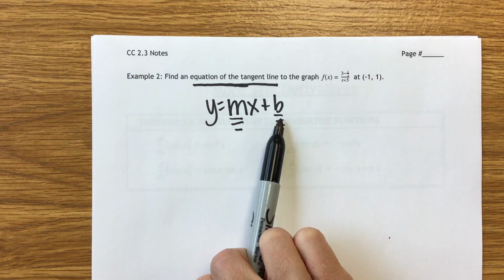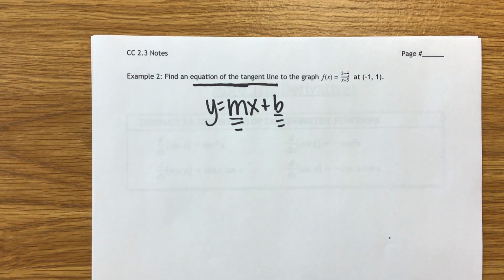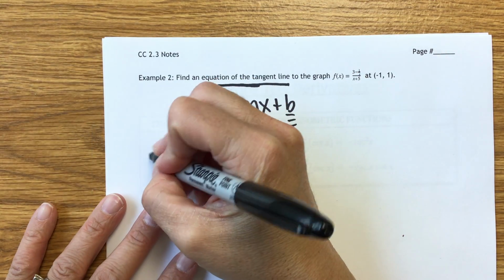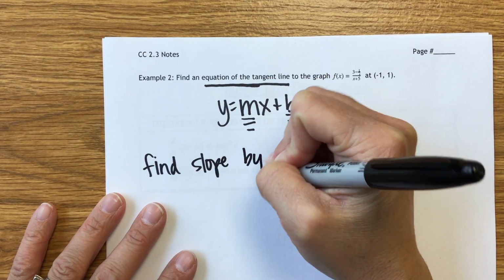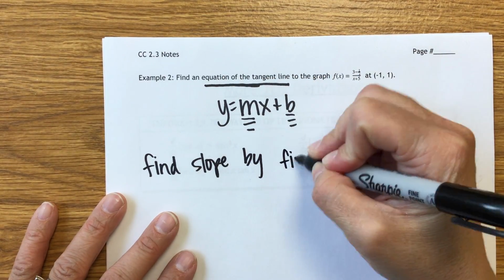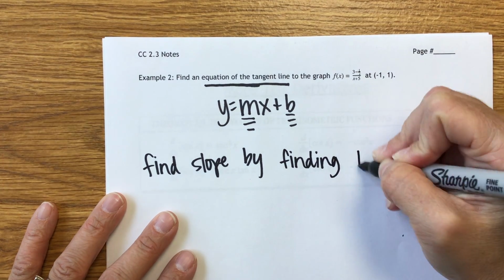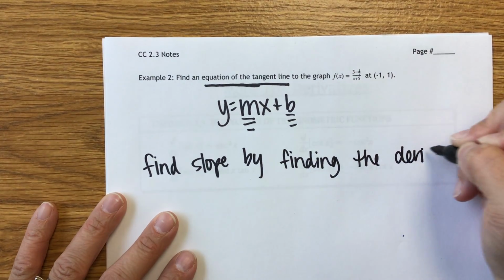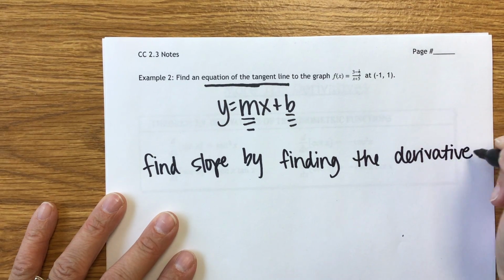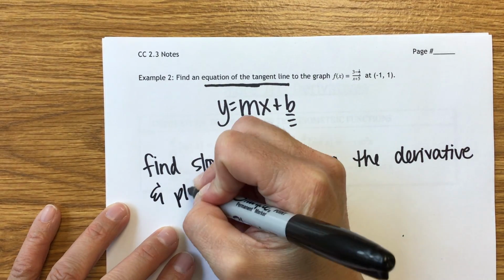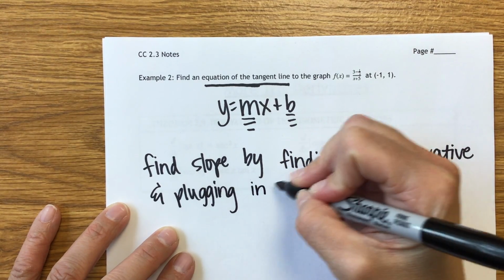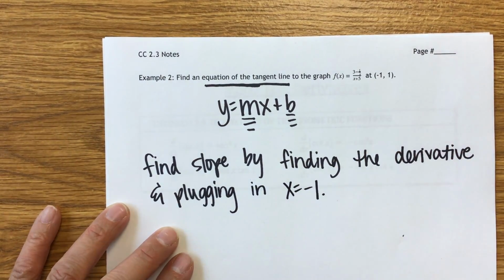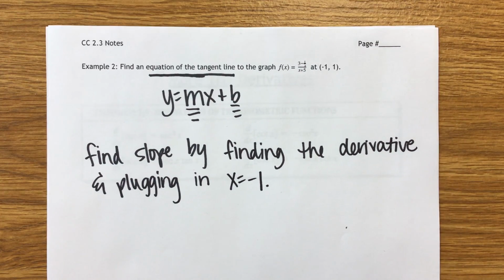So we already have the point. The point is going to help us find b. What we need is the slope. So to start, we'll find the slope by finding the derivative and plugging in x equals -1. So we'll plug in -1 for x once we get to that point.